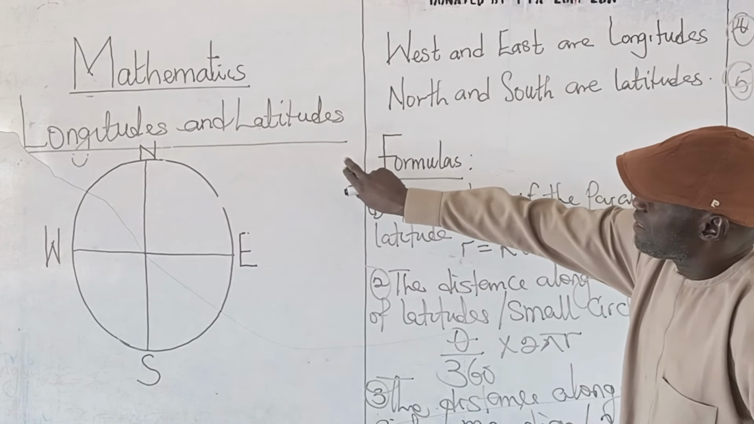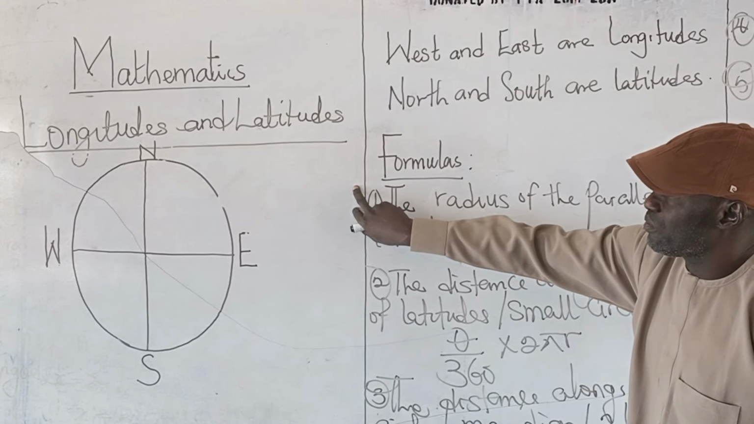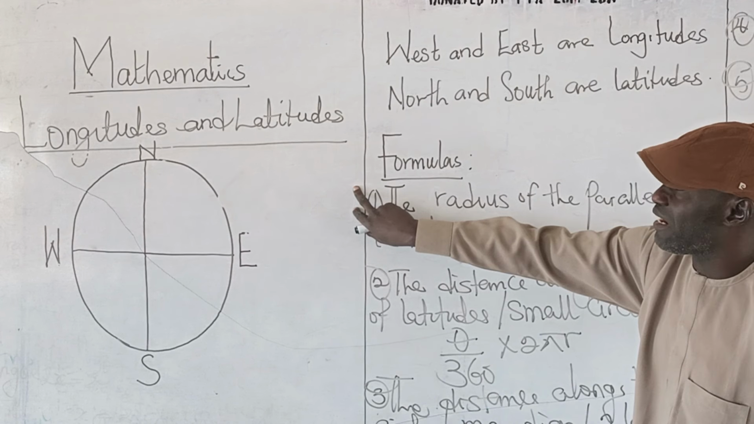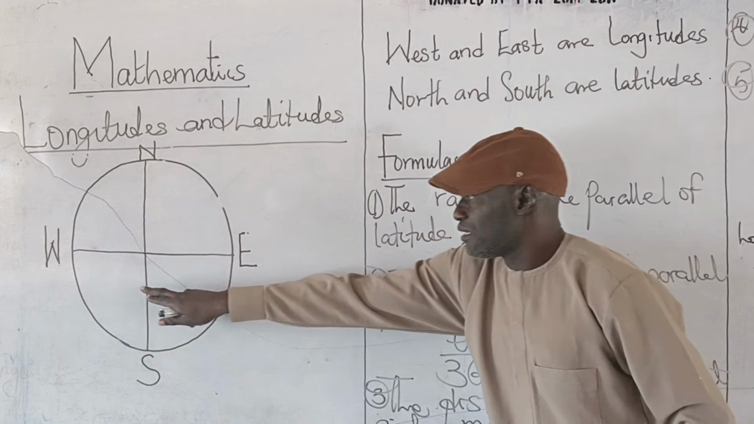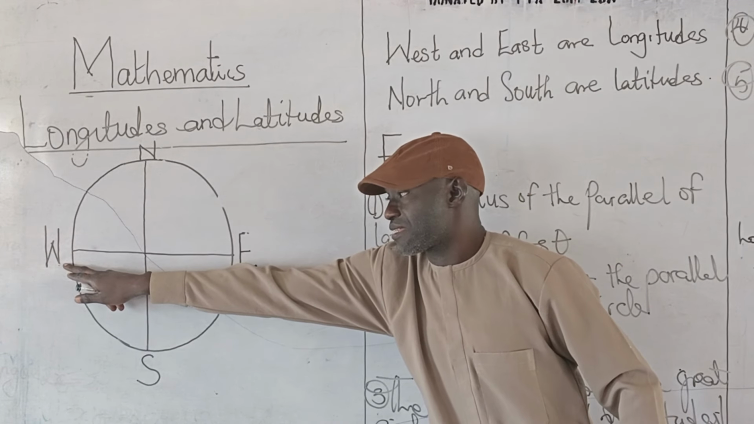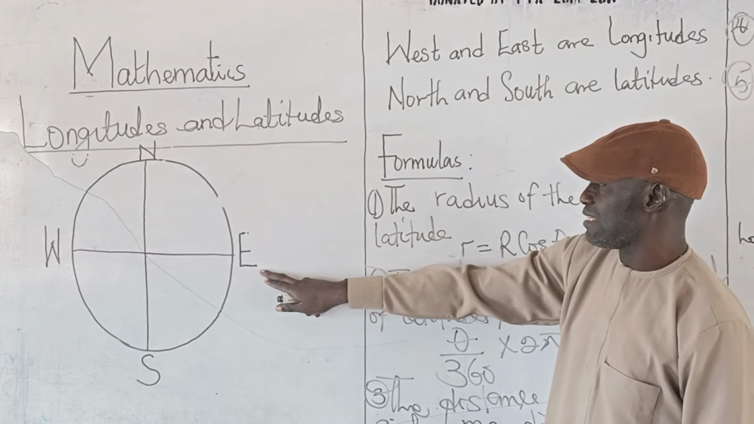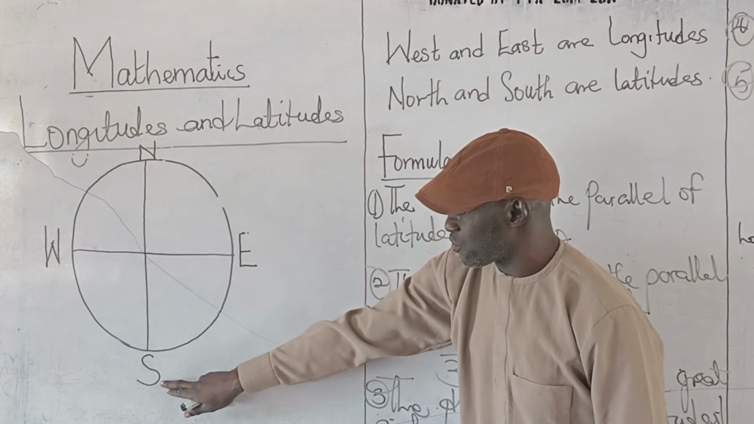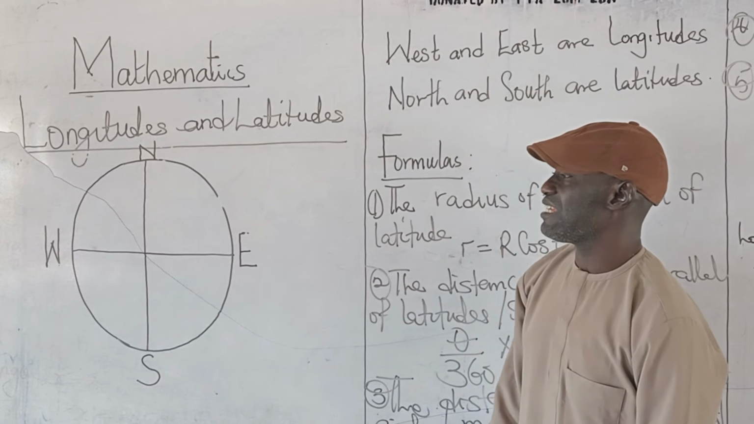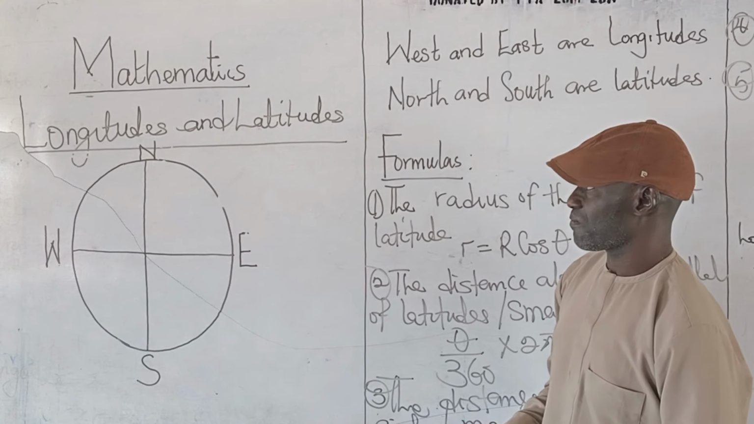The topic is longitude and latitude. Longitude and latitude deal with 4 directions that give 4 locations. The first direction is west, which is W. The second direction is east, the third one is called north, and the last one is called south. These 4 directions have different locations.